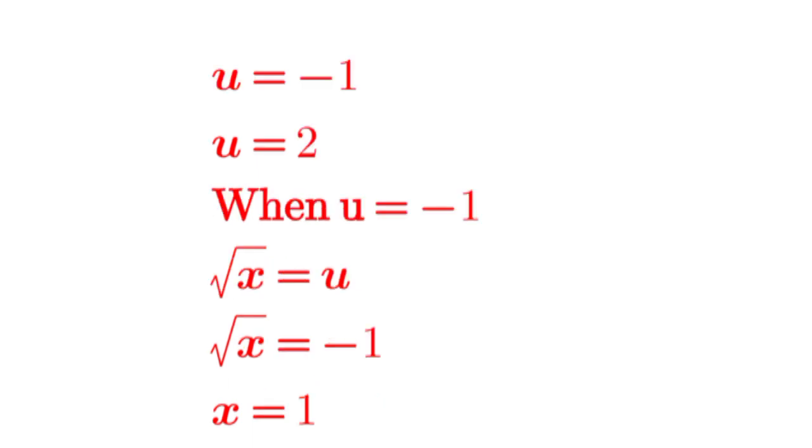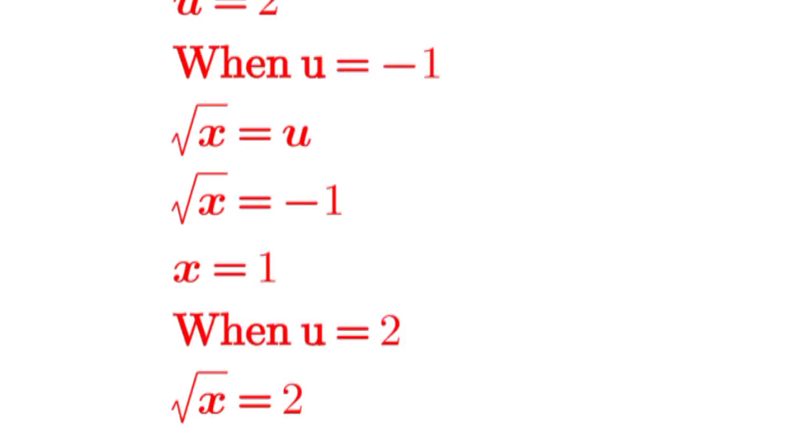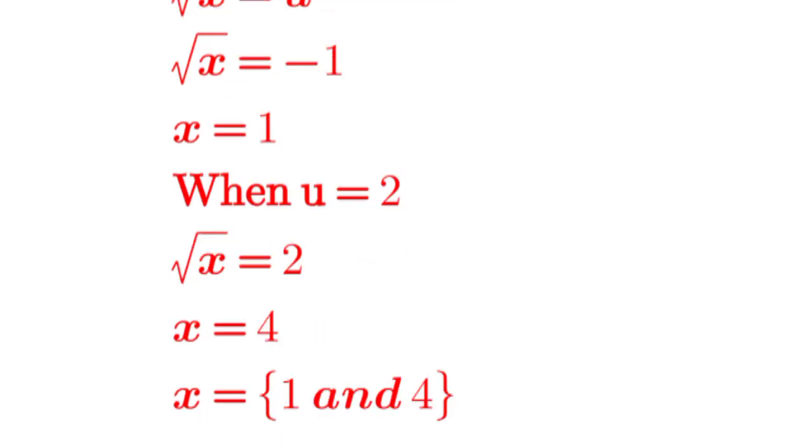Now when u is equal to 2, we have our square root of x is equal to 2. And again, we are going to square both sides. So here we have our x is equal to 4. So finally, the values of x are 1 and 4.